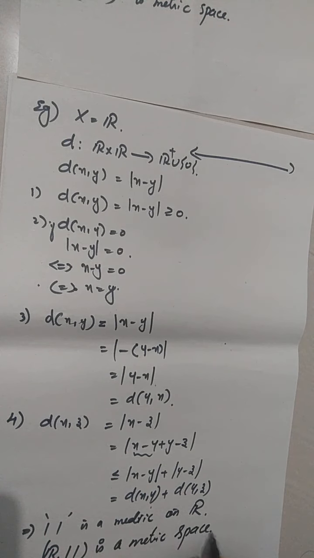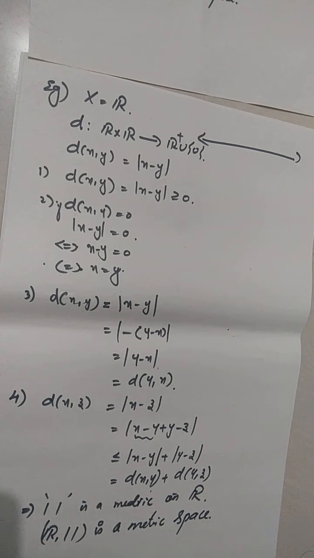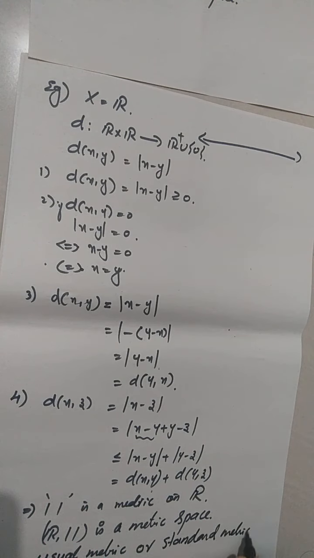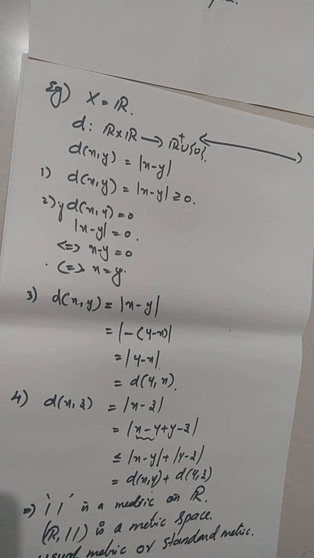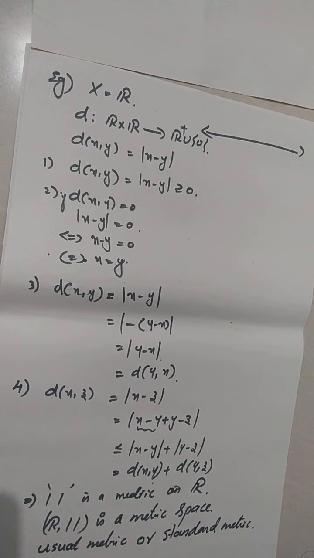And this metric is actually called the usual metric on R, or standard metric, because it is always used to find the distance between real numbers. Actually it is a straight line distance from x to y. So the real line with the modulus is called the usual space or standard space. That metric is called the usual metric or standard metric.